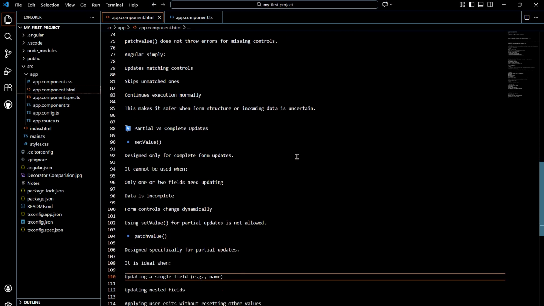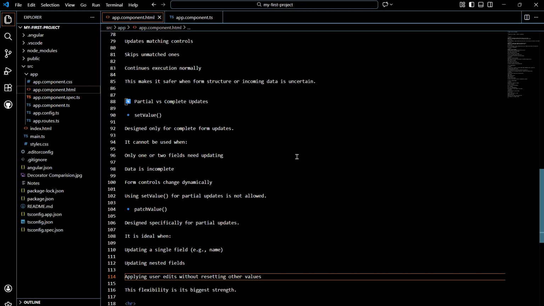Now the next parameter is partial versus complete update, because this is the main parameter when we are differentiating set value and patch value. In case of set value, it is designed only for a complete form update. So whenever there is a requirement where you are supposed to update the entire form, then in that case you will use set value. It cannot be used in multiple cases, like when only one or two fields need updating, data is incomplete, or form controls change dynamically. Using set value for a partial update is not allowed.